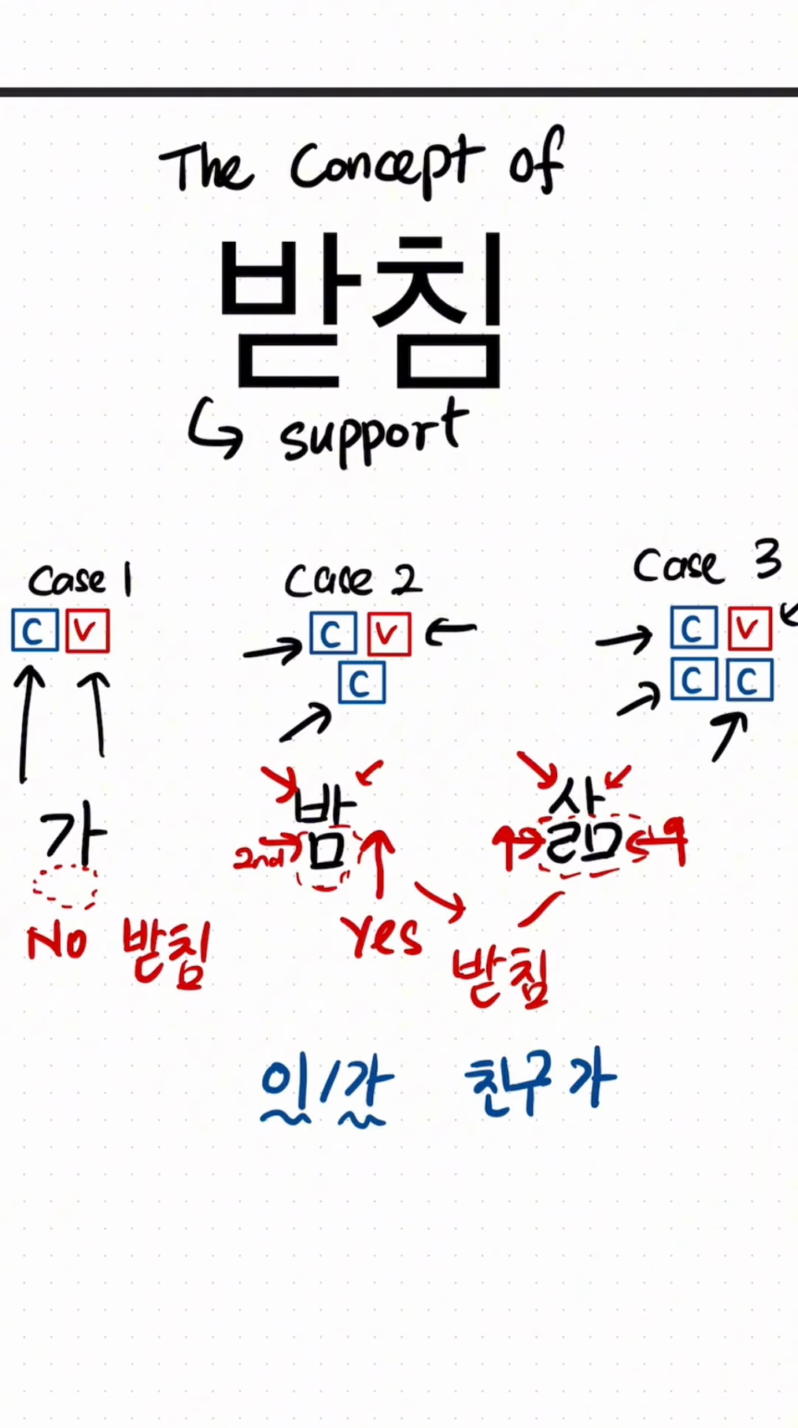Because 구. Okay, for 구, is there any 받침? The answer is no, because there is one consonant, one vowel. So it's no 받침, so we use 가. Okay, another example. 학생, student. Is there any 받침 in this case? Yes, because we have a second consonant here supporting the character. So when we have 받침, we use 이, 학생이, and not 학생가. Okay?